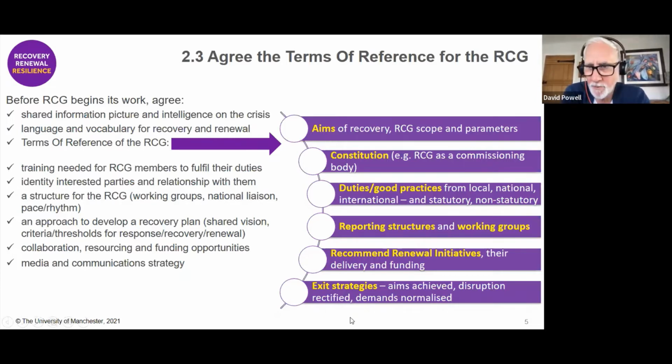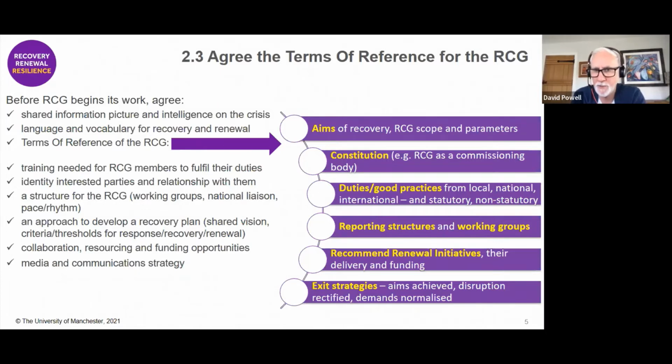But if we look at the terms of reference in the ISO, we were very careful to lay out what we think is a model set of terms of reference for this kind of multi-agency group. So, a document that describes in fairly clear terms the aims of recovery. So what are the objectives? What are the outcomes that are commonly shared and desired? You know, what's the constitution of the group itself?